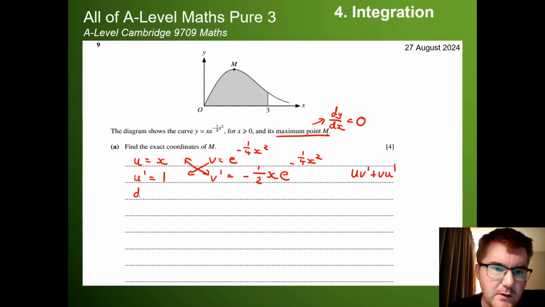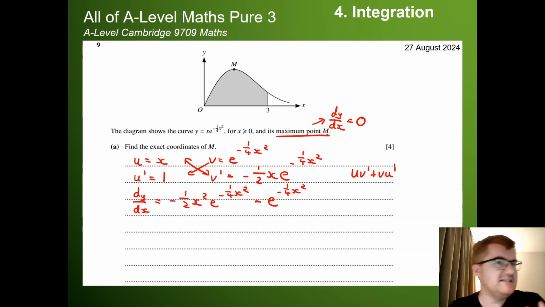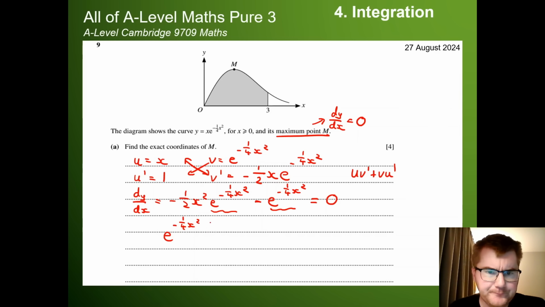Then we're going to get dy by dx is equal to minus a half x squared e to the power of minus a quarter x squared minus e to the power of minus a quarter x squared. And like I said before, we're looking for a maximum or a stationary point at the very least, and that's going to make it equal to 0. And we see the same techniques, really important on Pure 3, that we can take a factor out of this e function. So we get e to the minus a quarter x squared, open brackets, minus a half x squared minus 1 is equal to 0.